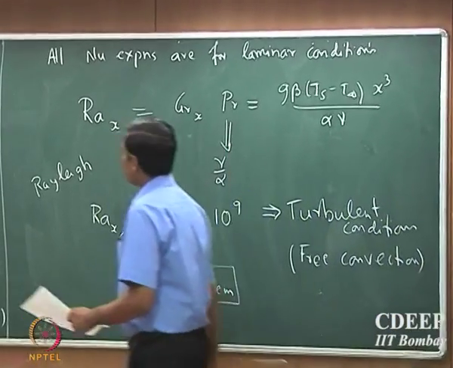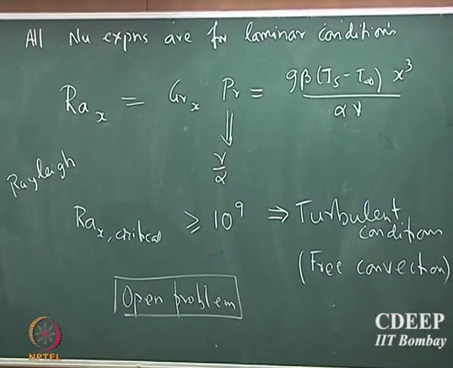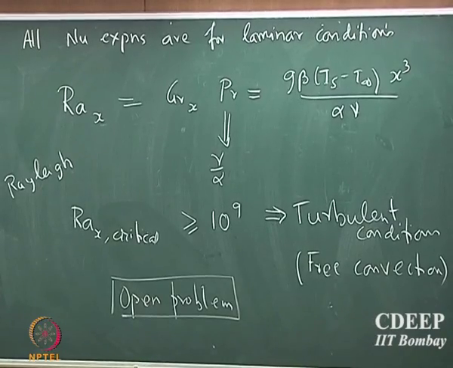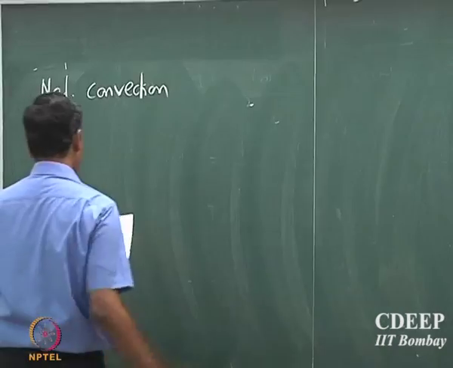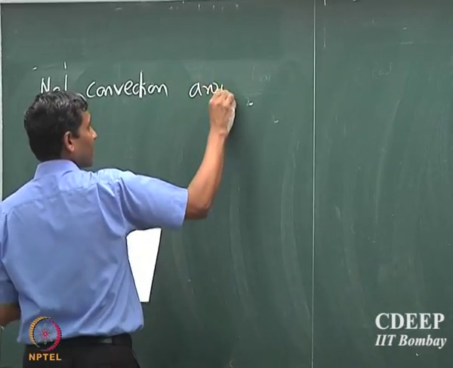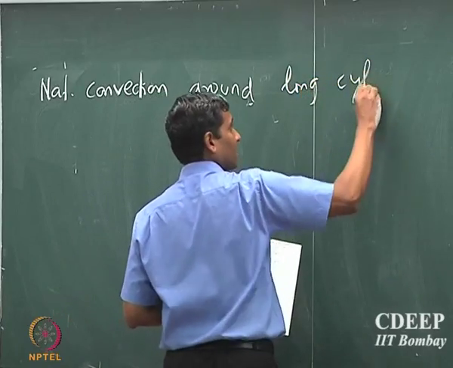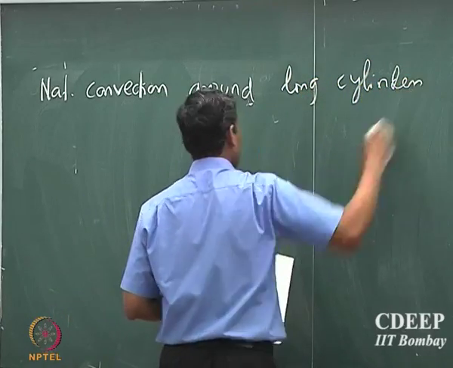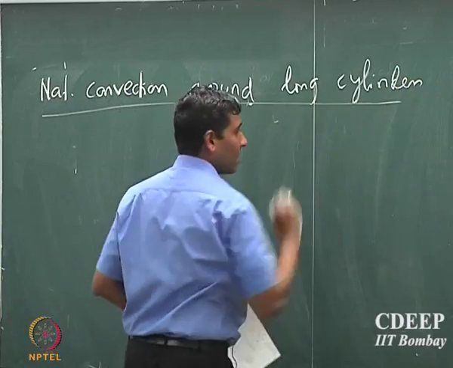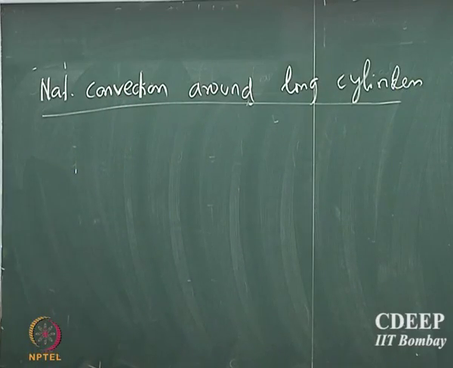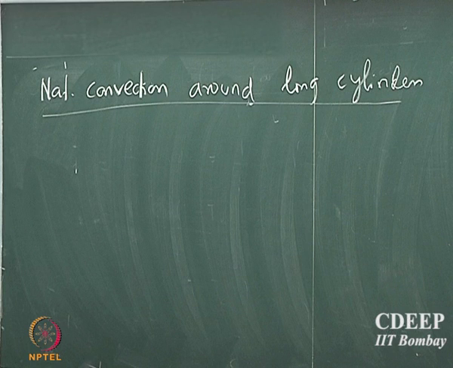Alright, so we will switch to another geometry for free convection. With that we will finish today's lecture. So, this is natural convection around cylinders. The analysis and the boundary layer formation is very similar to what we actually discussed in the external flows case, where we have a long cylinder.